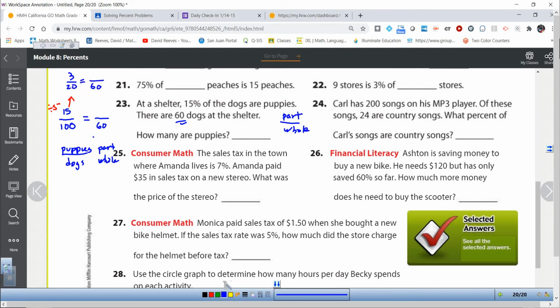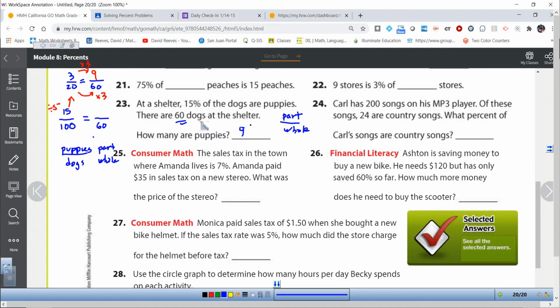And now we're in business, right? Because 20 goes into 60 how many times? 3 times. And 3 times 3 is 9. So there are 9 puppies. If there were 100 dogs, 15 would be puppies, but we only have 60 dogs, so 9 of them are puppies. Make sense? Less dogs, less puppies, the same ratio. 15% of 60 is 9.